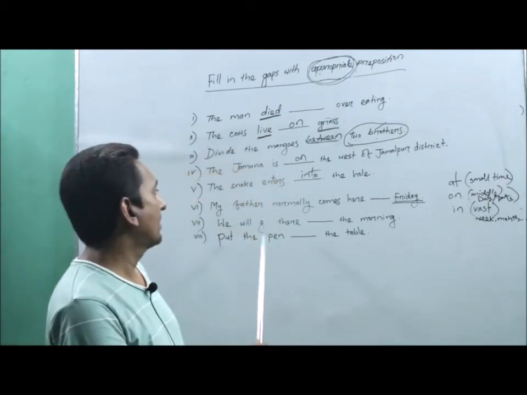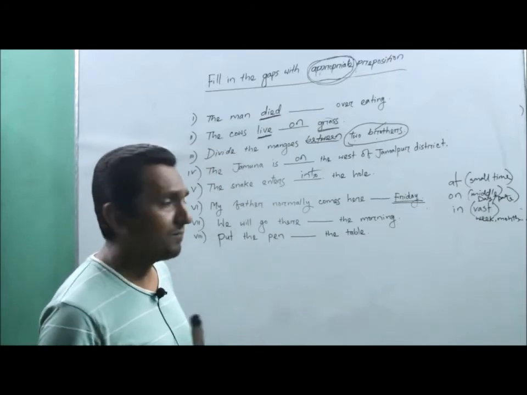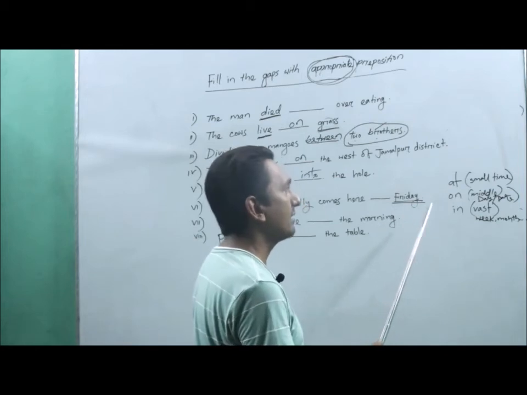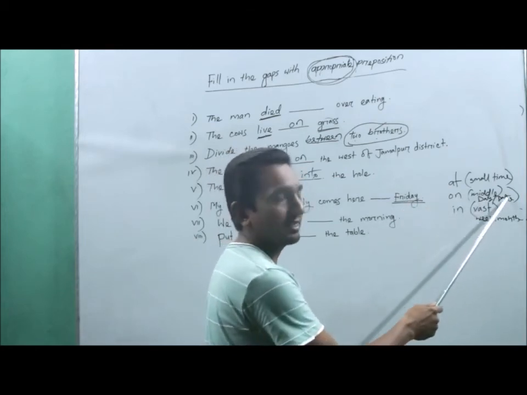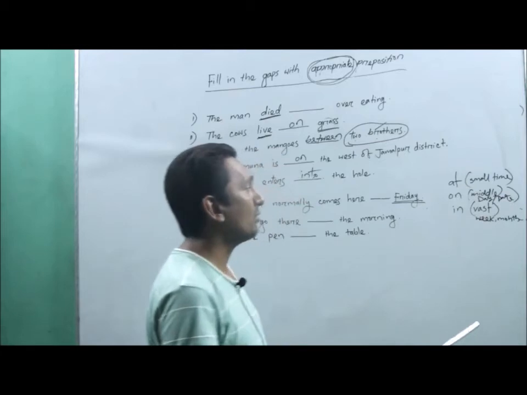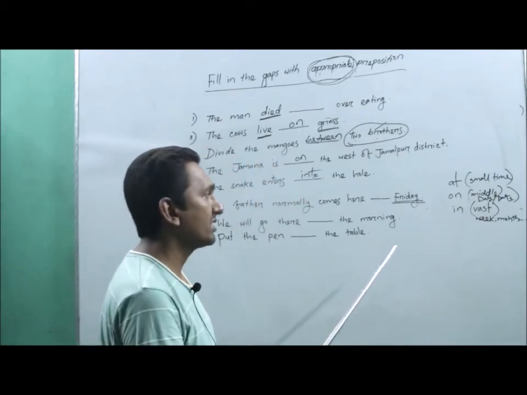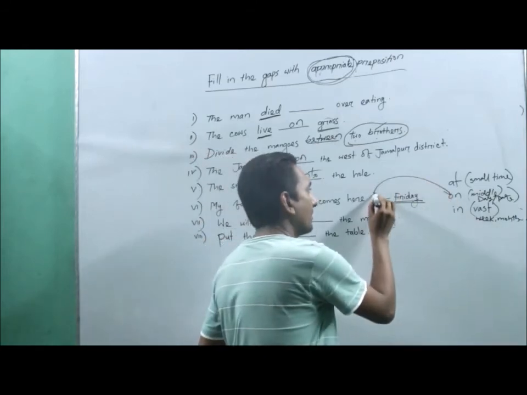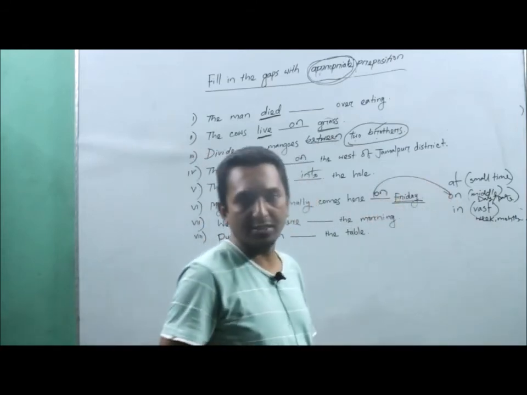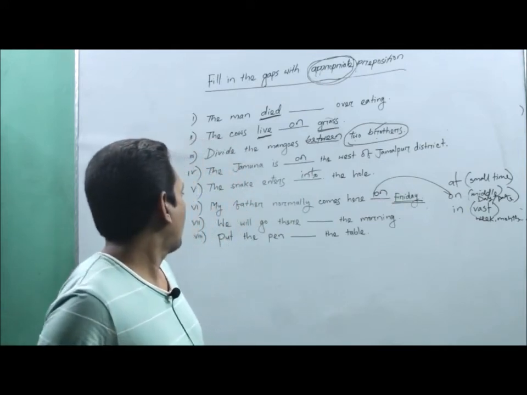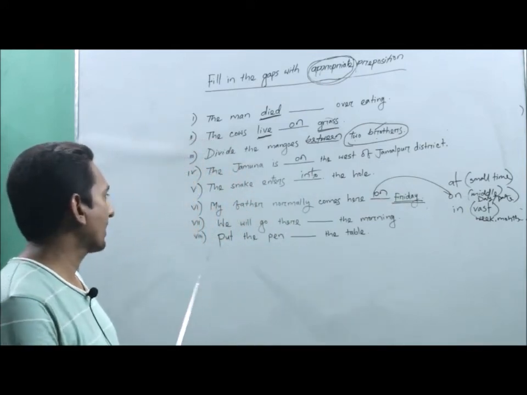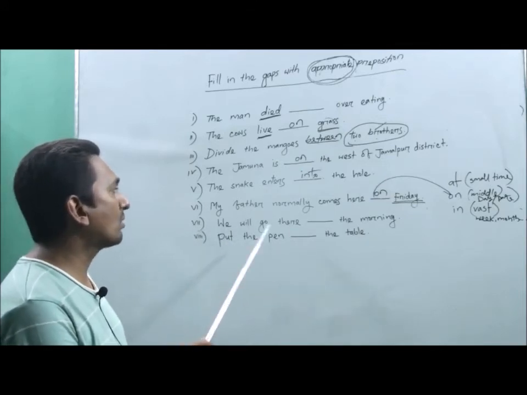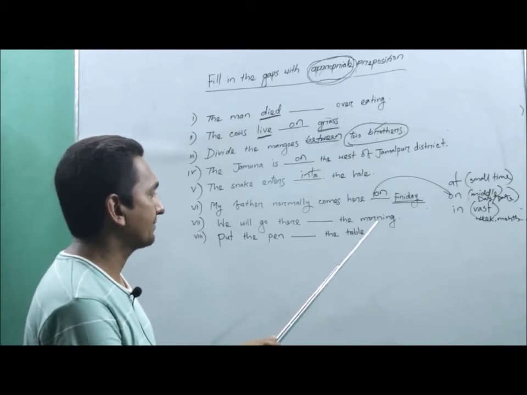Here students, please listen carefully. Just when we find that the word indicates day or date, at the time we use on. So our abbreviate preposition will be on. Dear students, my next, that means number 7 sentence is, we will go there this morning.